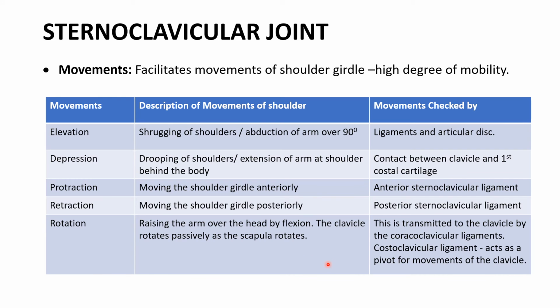The rotation is, as you know, raising the arm over the head by flexion. So the clavicle will be rotating passively as the scapula is rotating. And this movement is transmitted to the clavicle by the coracoclavicular ligaments. But the costoclavicular ligaments act as a pivot for movements of the clavicle. So now we have understood about the type and subtype of the sternoclavicular joint, the bones articulating, the ligaments, the movements, and how they are checked.